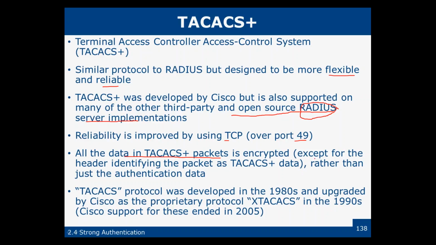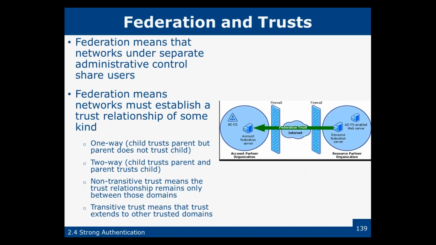All the data in TACACS is encrypted except the header identifying the packet as TACACS Plus data, because if it were encrypted, it wouldn't be able to identify it as TACACS data, rather than just the authentication data. It was developed in the 80s, upgraded by Cisco as the proprietary protocol XTACACS in the 90s. And Cisco ended support for these in 2005. So it's still around. RADIUS, I think, is the standard that most people are using today to do this type of authentication.